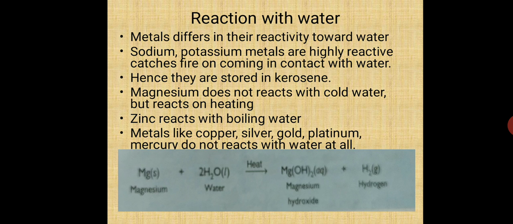Different metals have different reactivity with water. Some react immediately with water, some react slowly. See, metals differ in reactivity towards water. For example, sodium and potassium are highly reactive, and catch fire immediately as soon as they come in contact with water. So they are very highly reactive with water. Hence, they are stored in kerosene to avoid oxidation.